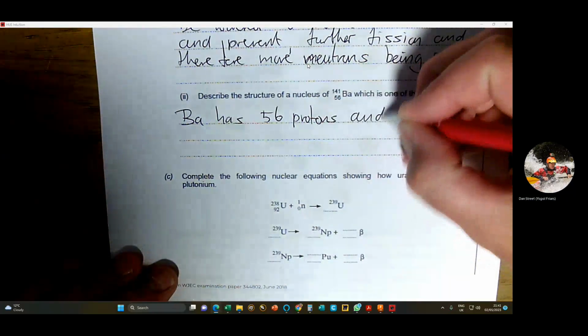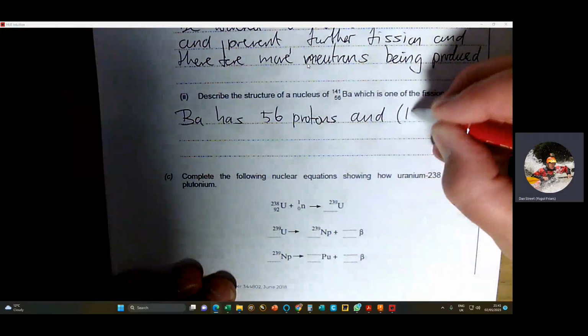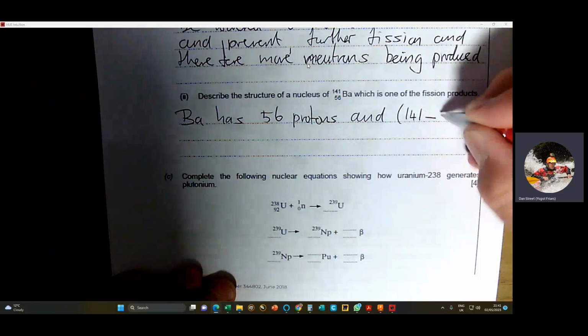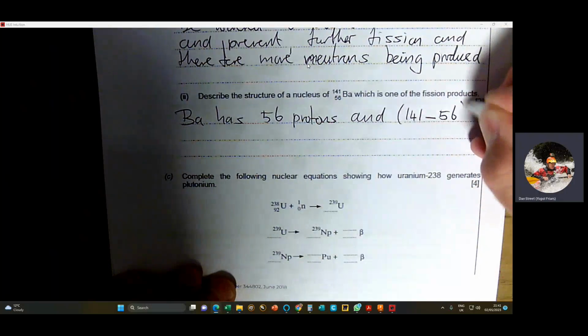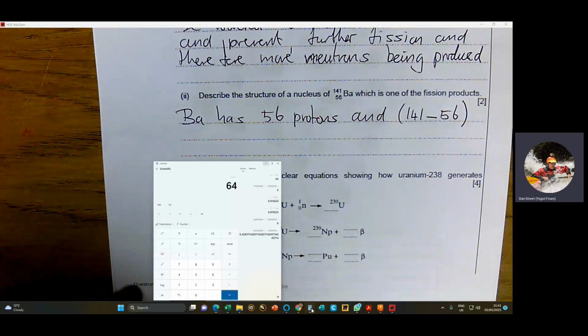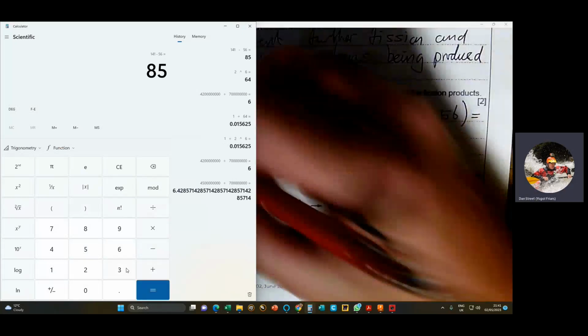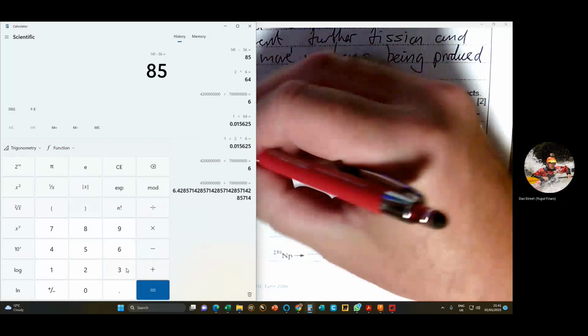We know that because the proton number or the atomic number is the number of protons. And to show the examiner you understand where it's coming from, you could write 141 take away 56. Okay, so to make sure we get that absolutely right, again, the possession of a calculator in your exam is a very, very good idea. Okay, so 141 take away 56 is 85. So 85 neutrons.